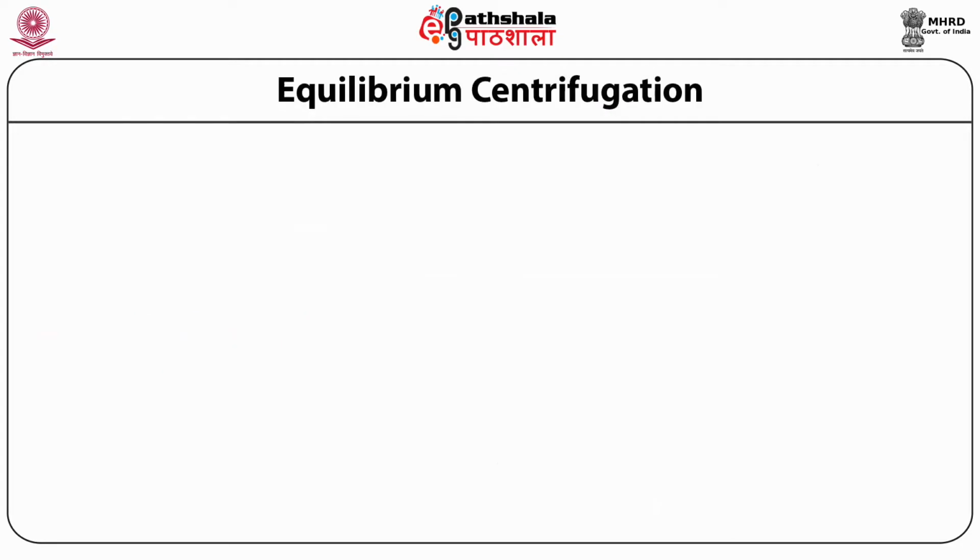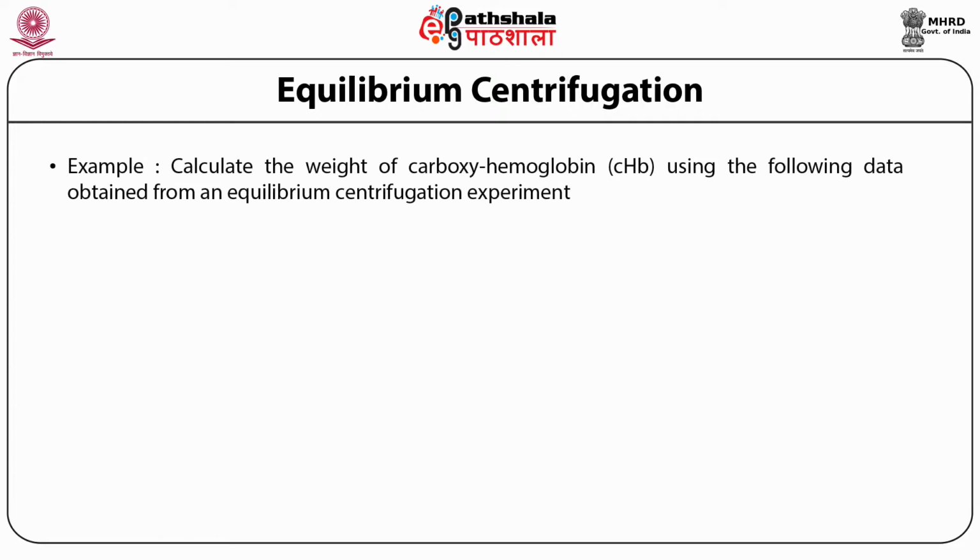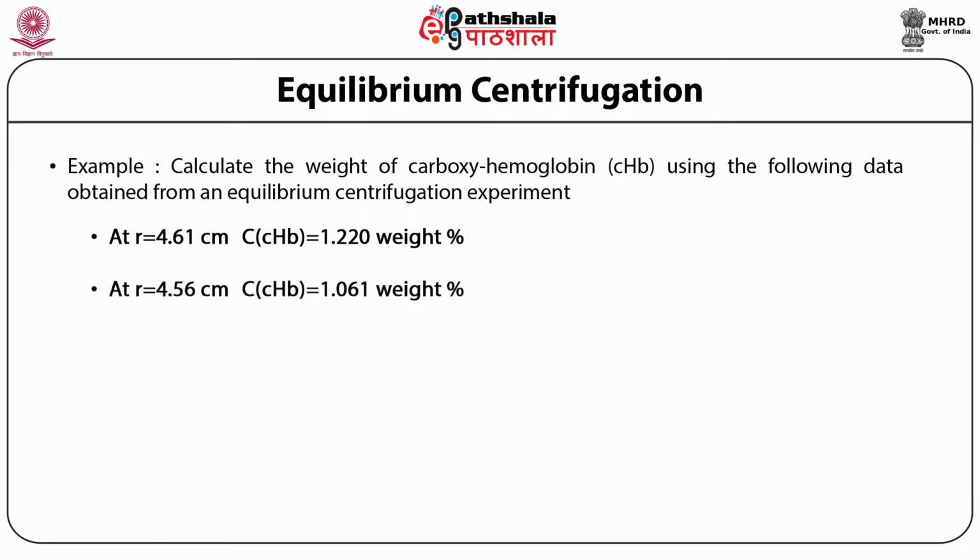If you fit this equation further, you can easily calculate the mass of the molecule, where the r value gives the basic idea of the molecular mass. For example, to calculate the molecular weight of carboxyhemoglobin using the following data obtained from an equilibrium centrifugation experiment: at r equals 4.61 centimeter the value is 1.22, and at r equals 4.5 centimeter it is 1.061.